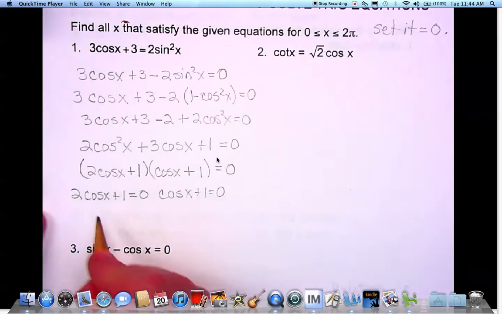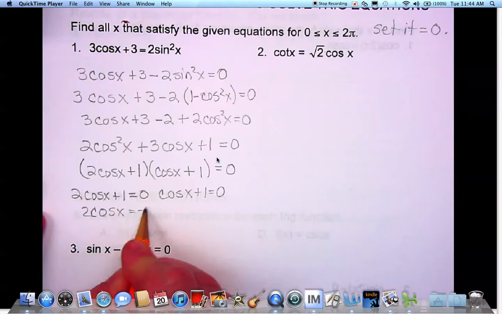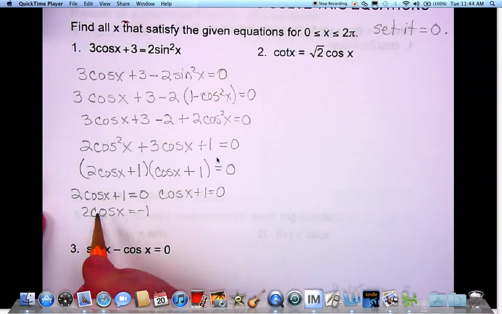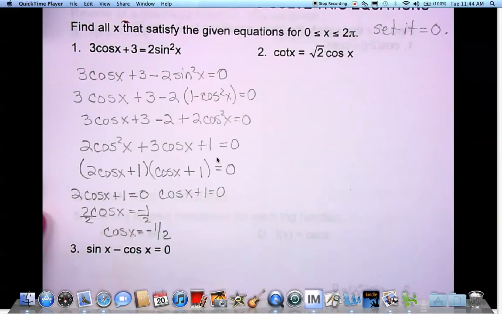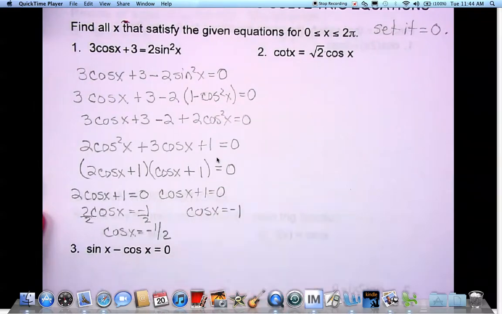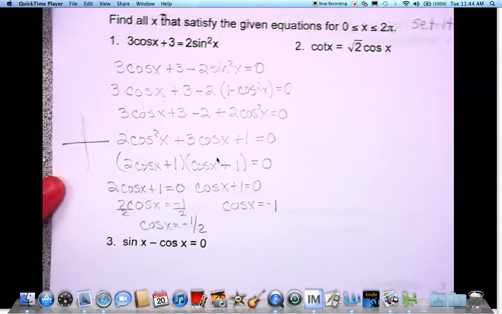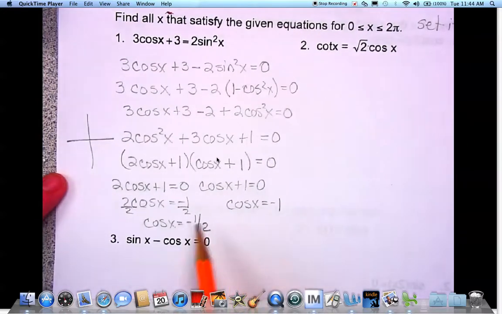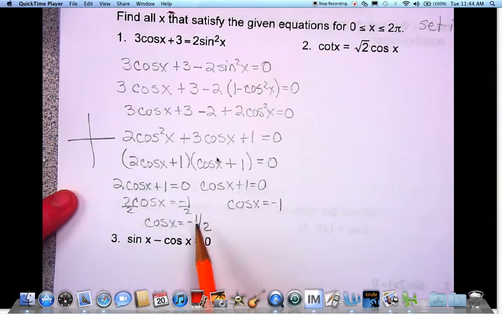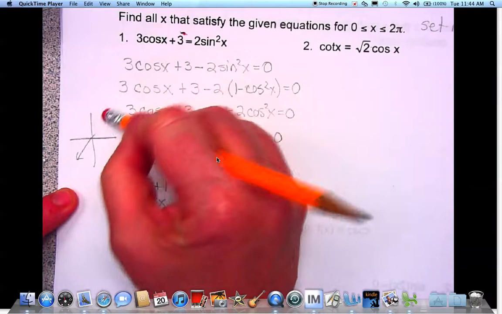Then we'll divide by 2. Cosine x equals negative 1/2, and for this one, cosine x equals negative 1. I'm running out of room. When is cosine negative? They're both negative. Cosine is negative in the second and third quadrants. Right here, I did that wrong. It's positive here.